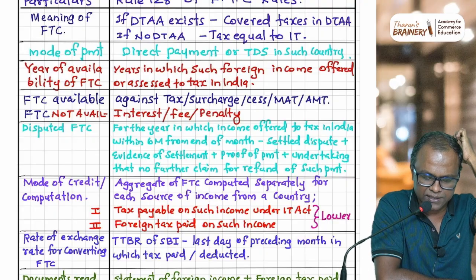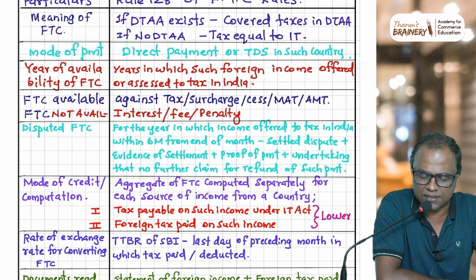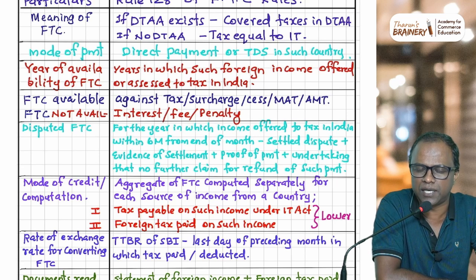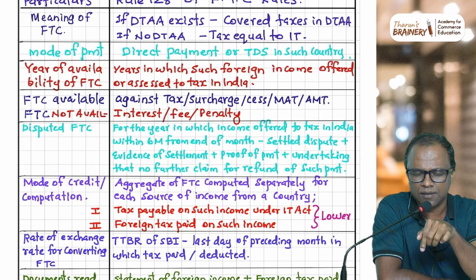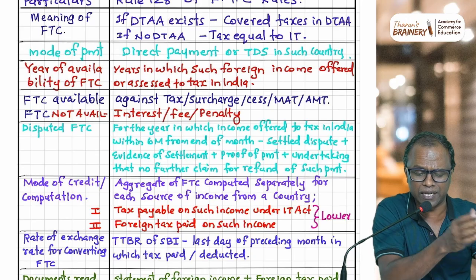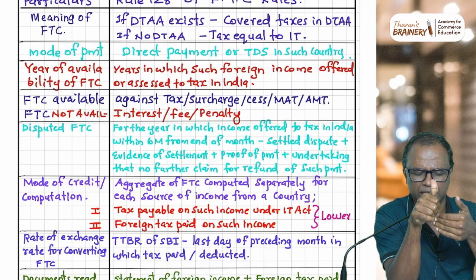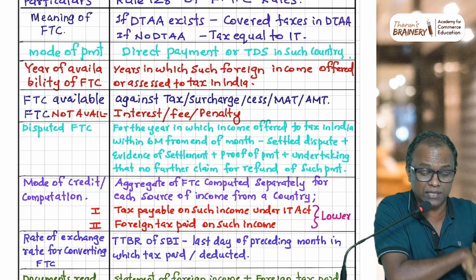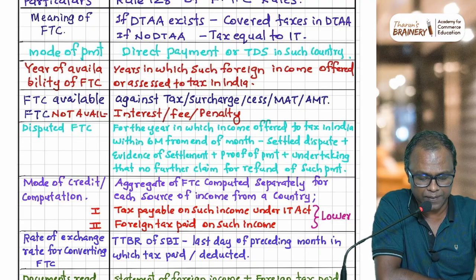So the year of availability of FTC is the year in which such foreign income is offered to tax or assessed to tax in India. And a foreign tax credit can be adjusted against tax, surcharge, cess, or even minimum alternate tax or AMT. That means foreign tax cannot be adjusted against interest on tax in India, penalty on tax in India, or late fees. Only tax can be adjusted against tax. But there is no one-to-one relation. There may be cess, there may be income tax. That cess can be used for income tax; that's not a problem. One-to-one correlation is not required, but credit is not available against interest, fee, or penalty.